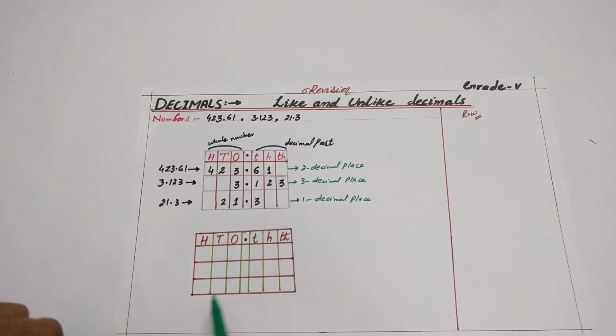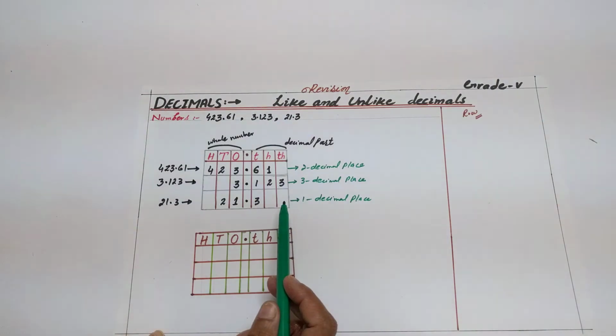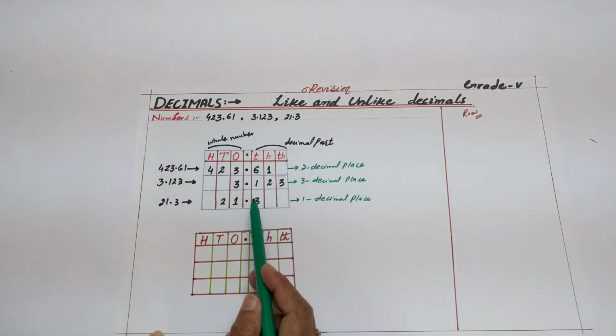When we work with decimals, it is very important to write our sums neatly, with the decimal point and columns properly aligned.